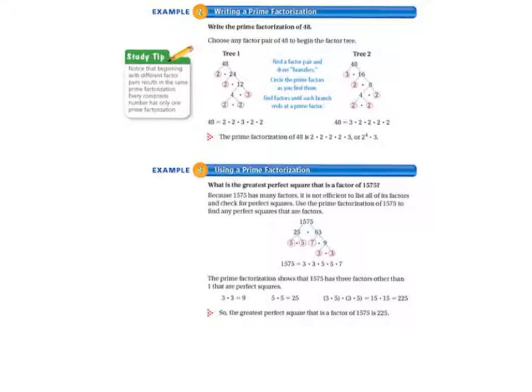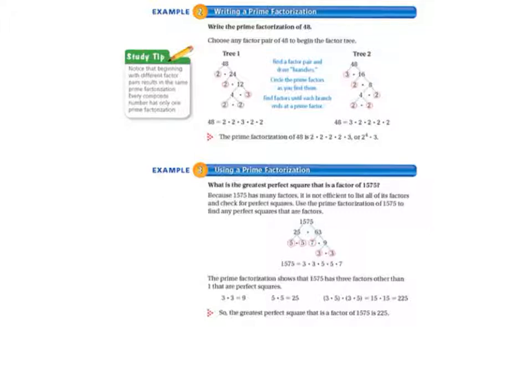Moving on to example 2, writing a prime factorization. Let's look at the study tip. It says, notice that beginning with different factor pairs results in the same prime factorization. I think I told you that on the last page. Every composite number has only one prime factorization.